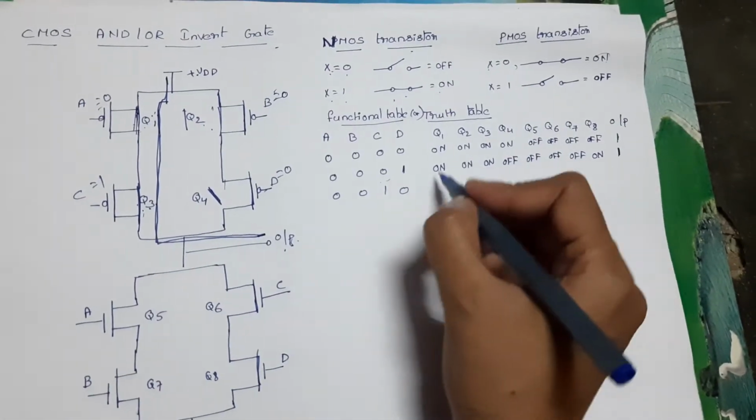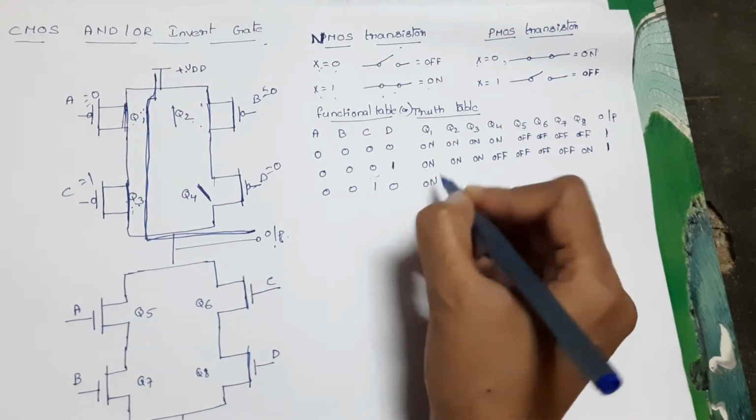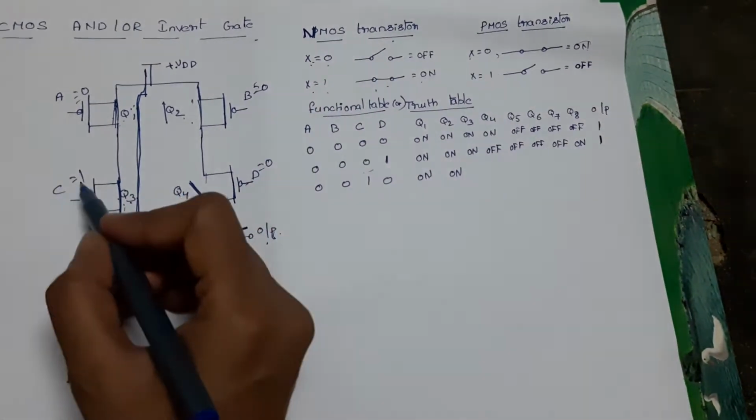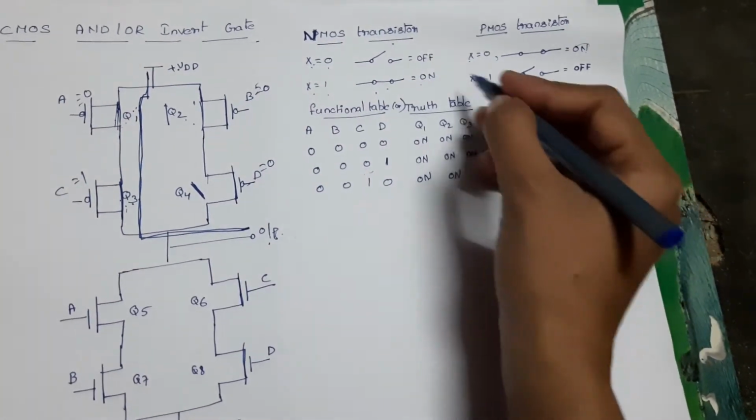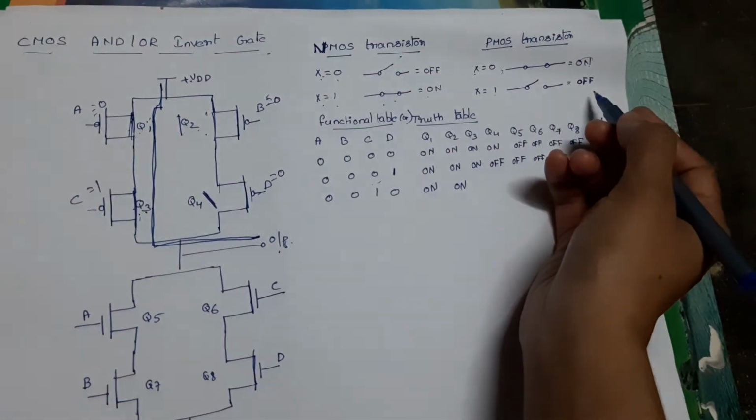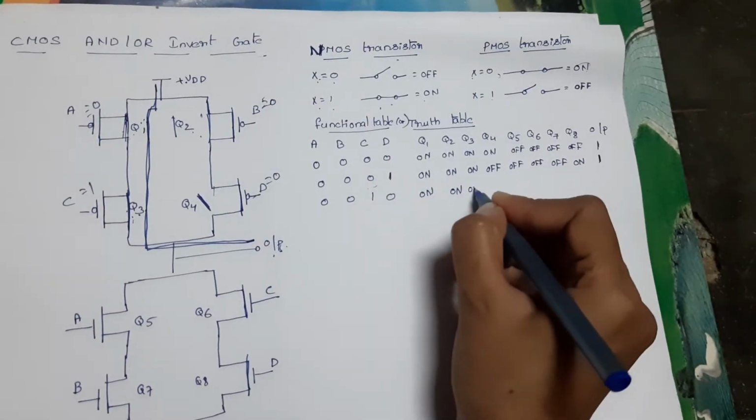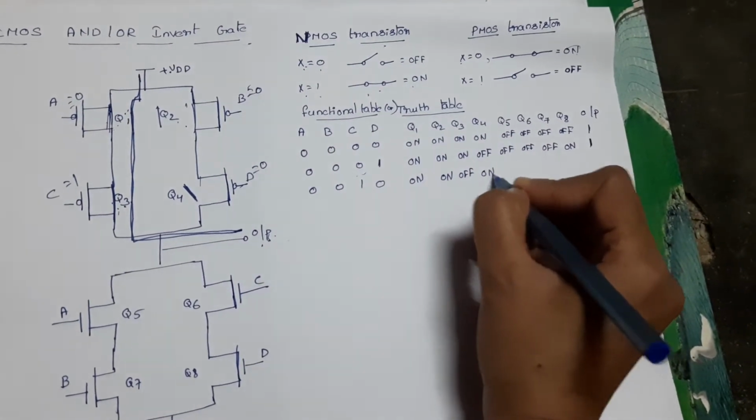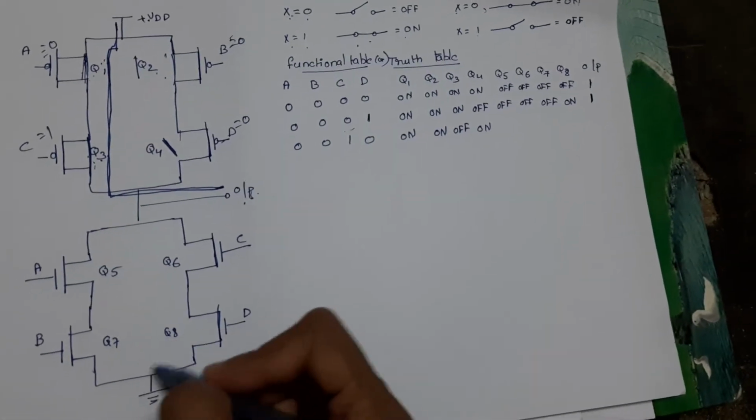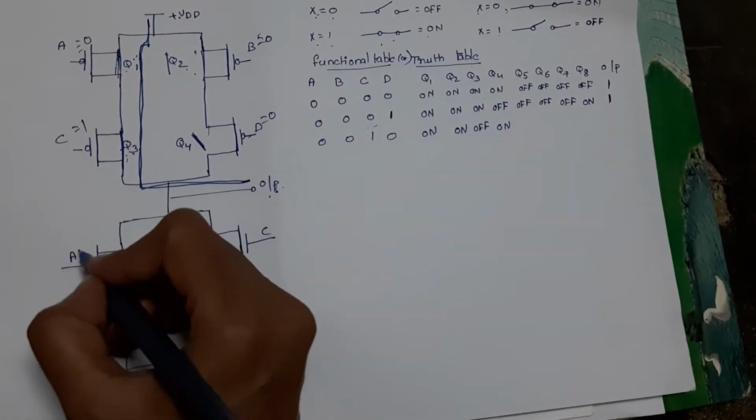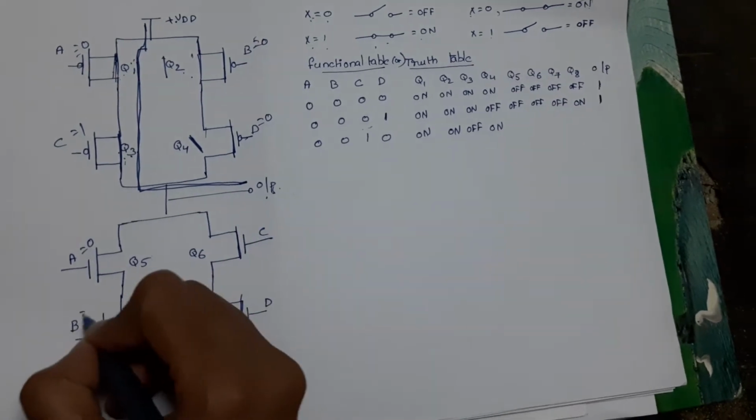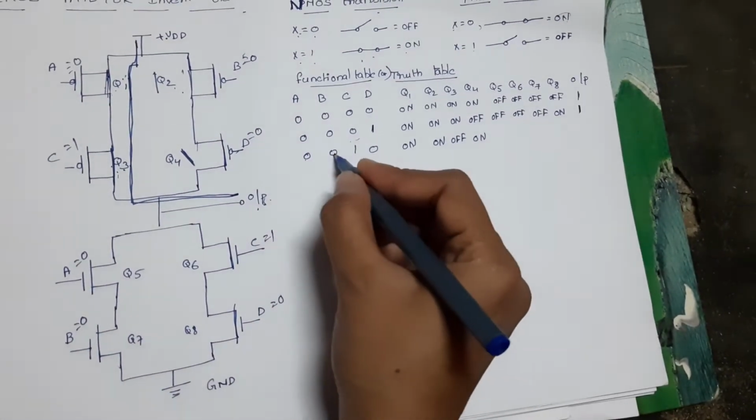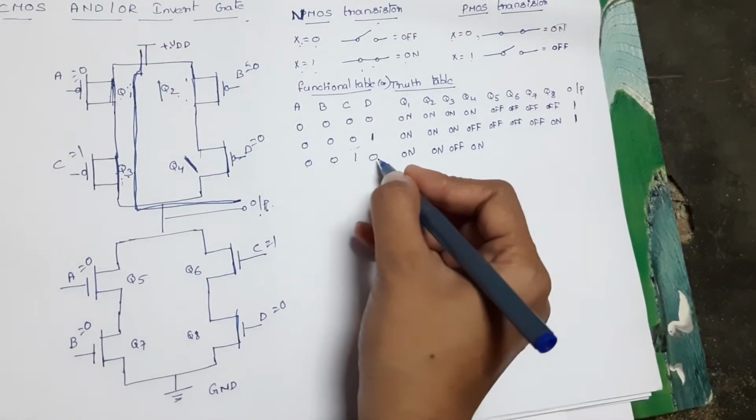So A is equal to 0 means on, and B is also 0, that means on. So C is 1, that means when we apply the input voltage 1, what's the condition here? Off. So this is off and D is on. Similarly for the pull down network also, A is equal to 0, B is equal to 0, C is equal to 1, D is equal to 0.